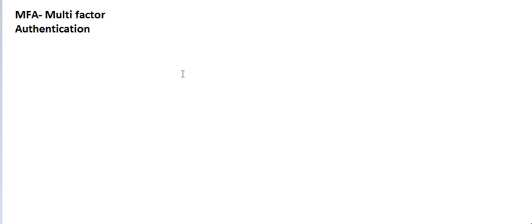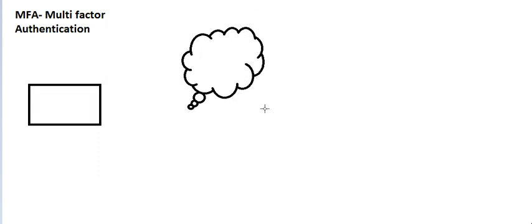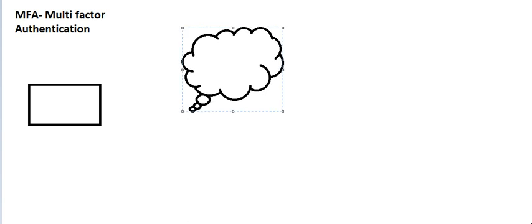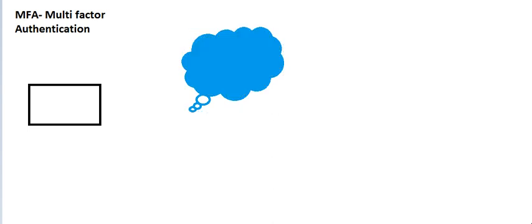So multi-factor authentication simply means that if you want to authenticate something, then there should be not just one way, but multiple ways of doing it, or you have to do it on multiple levels. So let's suppose this is a laptop and you want to connect to any server which is on the other side of the internet. This I am assuming is the internet.